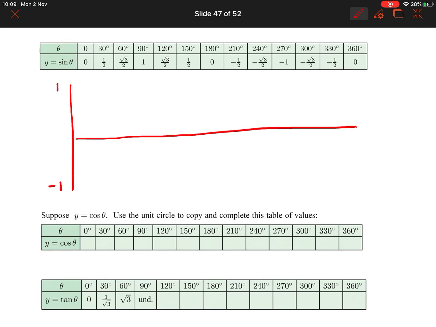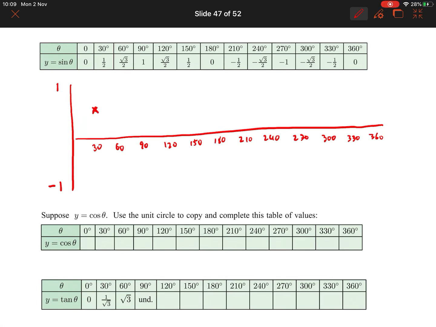You'll see that the maximum value of y I get is 1, and the minimum value of y I get is minus 1. So I'm just going to put 30, 60, 90, 120, 150, 180, 210, 240, 270, 300, 330, 360.